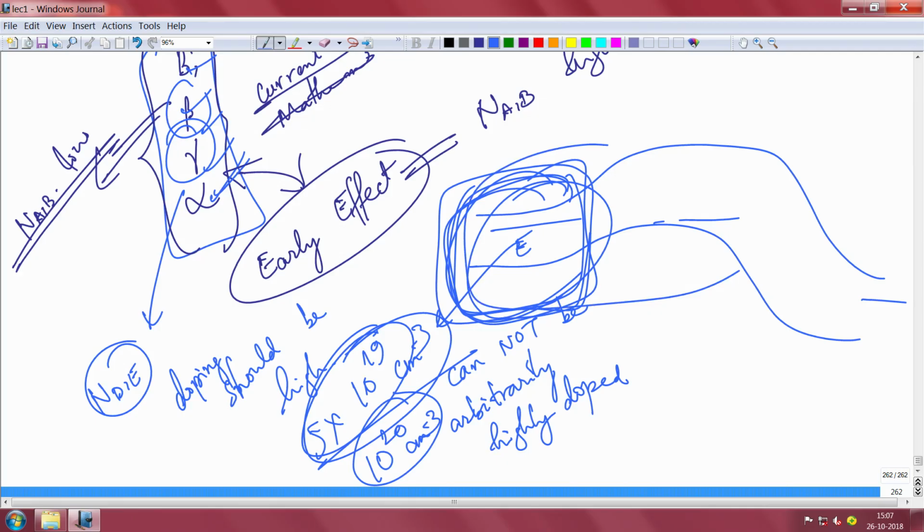In the next class, we will discuss what will actually affect the device performance when you dope the emitter extremely high. I will leave you with that question. Think about it. What is the main problem that comes when you dope a material very high? The moment you know about it, you will understand that if you dope the emitter very high, all the benefits that you are going to get out of the BJT will be defeated. The purpose will be defeated. All the discussions that we have had, early effect, gain, transport factor, everything will go for a toss. Everything will be bad if you dope the emitter extremely high.